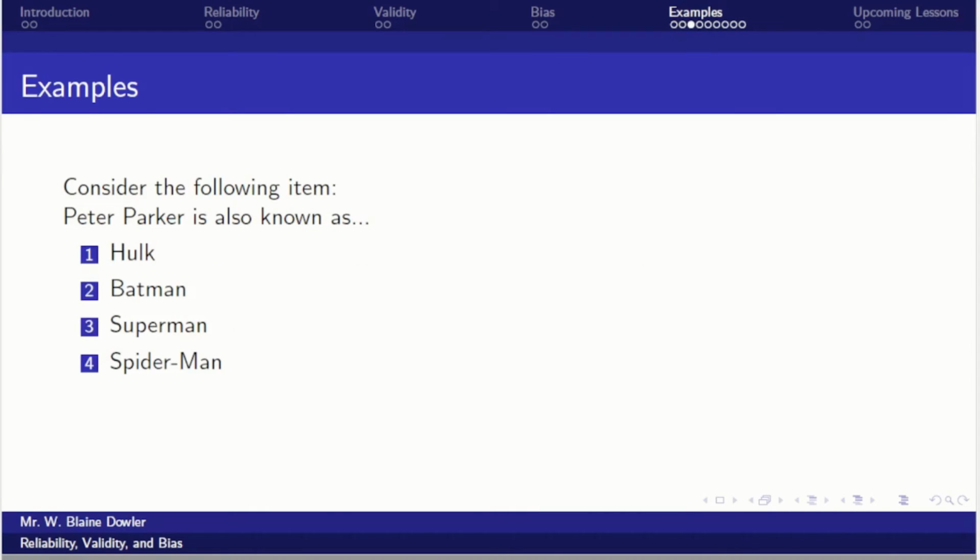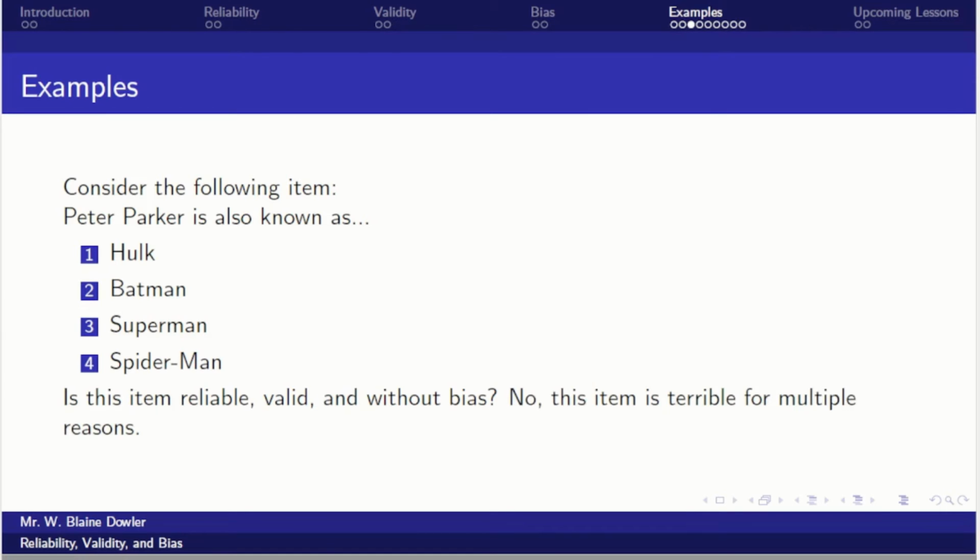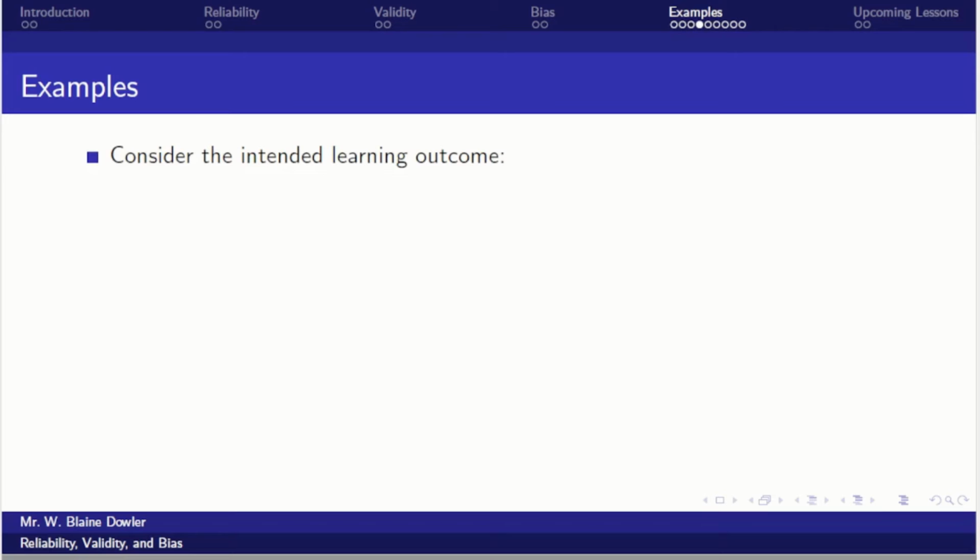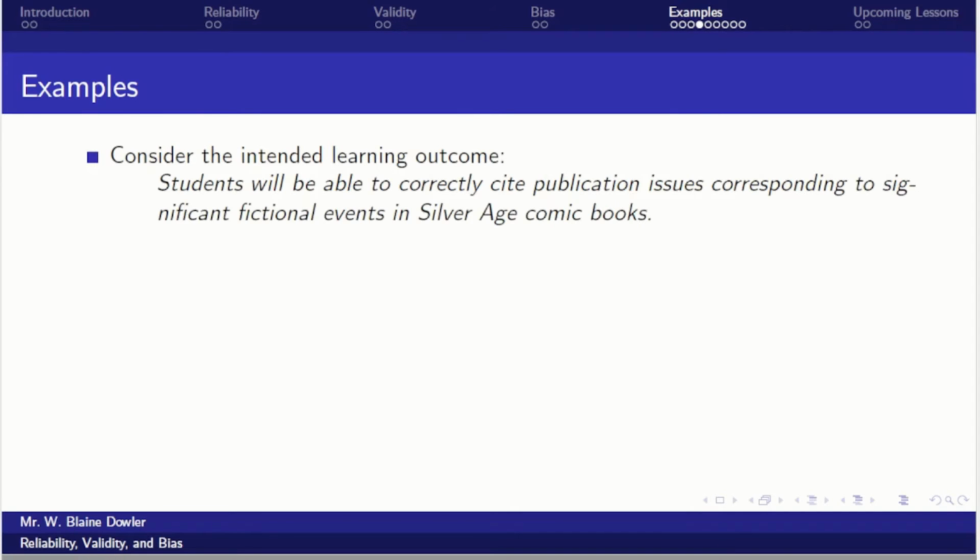So if we look at the following, Peter Parker was also known as Hulk, Batman, Superman, or Spider-Man. Is this item reliable, valid, and without bias? Well, in fact, it's no on all three. We'll get to that. So there are multiple reasons why this is a terrible item. So if we look specifically at the learning outcome, students will be able to correctly cite publication issues corresponding to significant fictional events in Silver Age comic books.